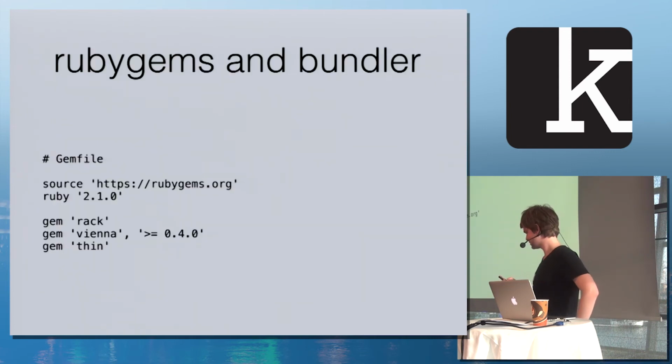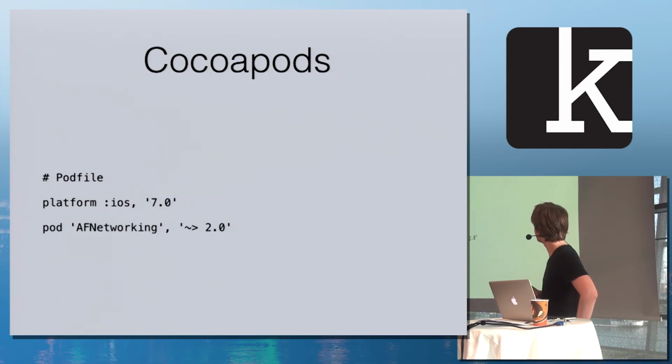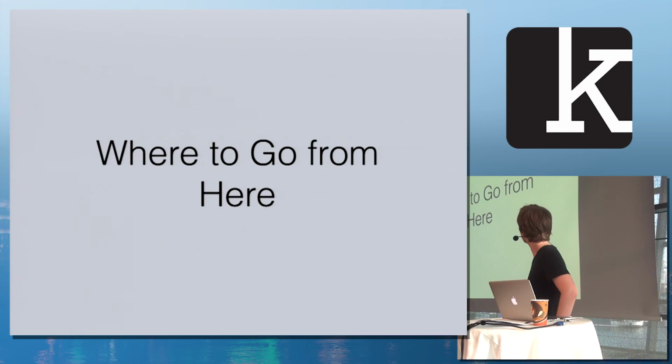Tooling. We have Ruby Gems and Bundler to manage dependencies, install dependencies. Recently for Objective-C, we have CocoaPods. It's like Ruby Gems. In fact, it is a Ruby gem. It's written in Ruby to install dependencies in Objective-C.